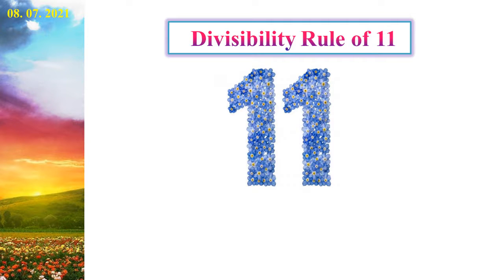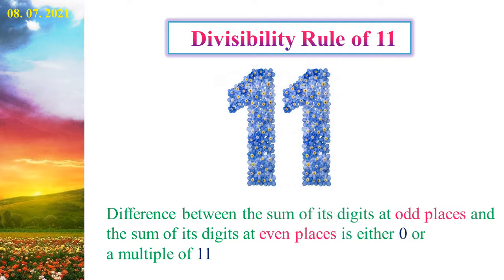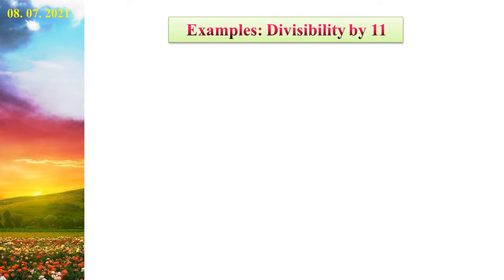Let's learn about divisibility rule of 11. The difference between the sum of its digits at odd places and the sum of its digits at even places is either 0 or a multiple of 11. Let's see some examples for divisibility rules of 11.